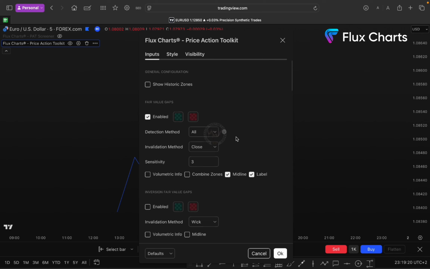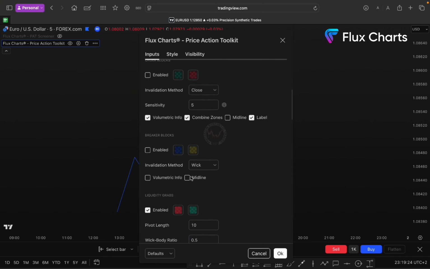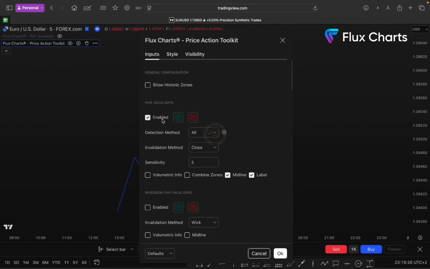Alright, so when you are inside of this indicator, this is an all-in-one indicator. I want you to disable everything, and I want you to add the fair value gap. The settings that I have are sensitivity 3, invalidation method close, and detection method all. I want to add the midline and the label.